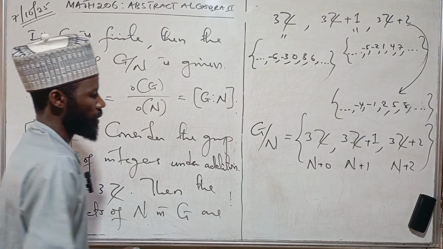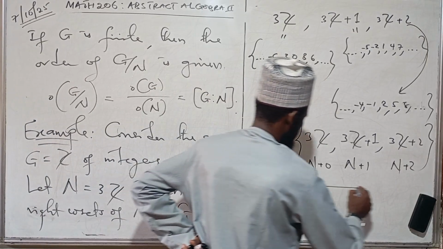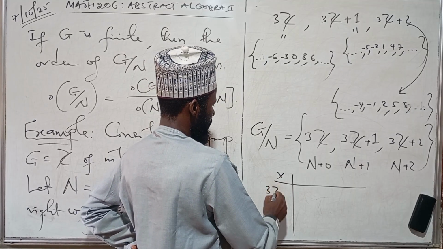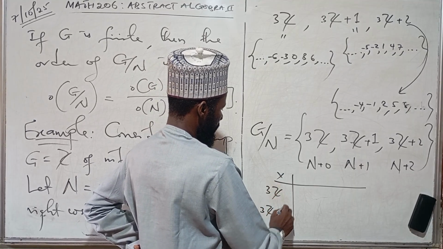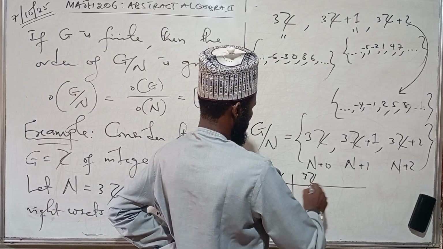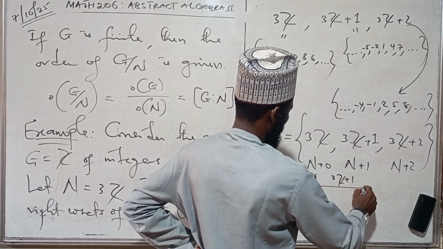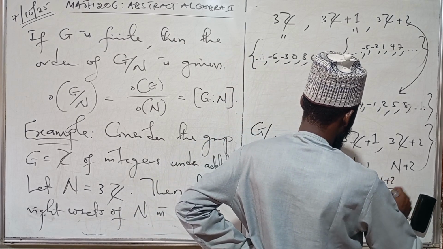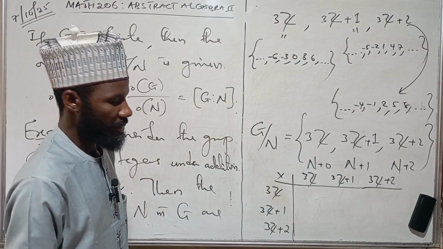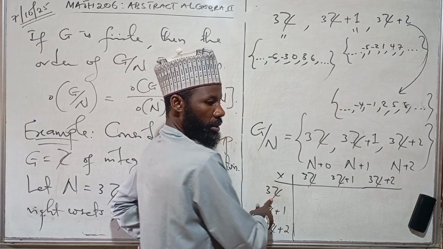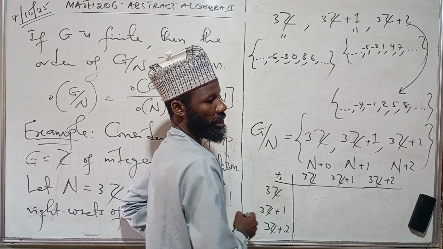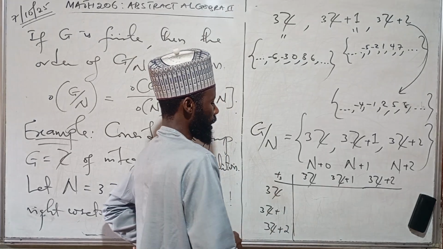This is a group. You can have a small multiplication table for this coset multiplication. You have 3Z plus 1. You have 3Z plus 2. Then you have 3Z, which is your N, 3Z plus 1, and then 3Z plus 2. But then, well, it will be addition here. And addition means you add the generators. So if you say this multiply by this, it's going to be addition, and addition modulo 3, because the group will be doing addition modulo 3.